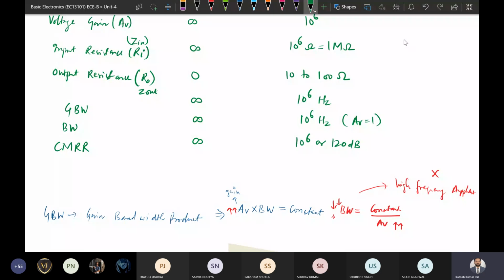Another term is called slew rate. We are just representing it here; in later stages we will learn what these terms are. Slew rate in case of the ideal one is also infinity, but in the practical case it is considered to be 80 volt per microsecond. Its unit is basically volt per microsecond. So this is the difference between an ideal and practical operational amplifier.